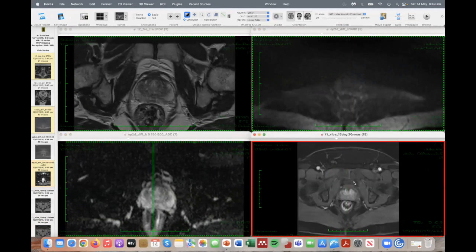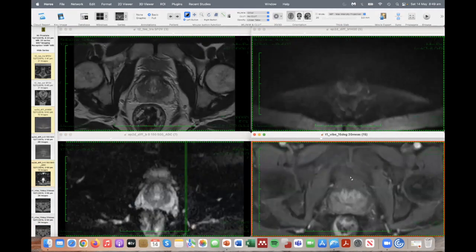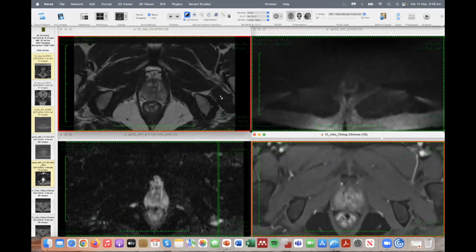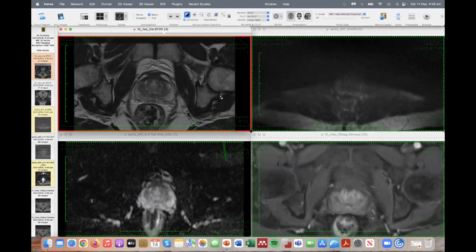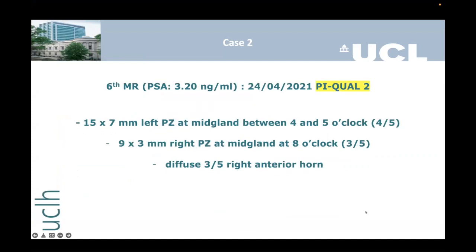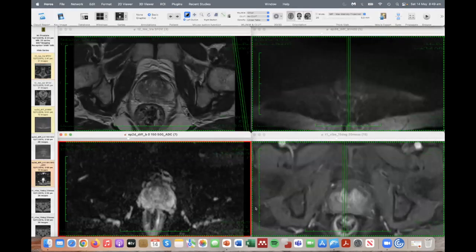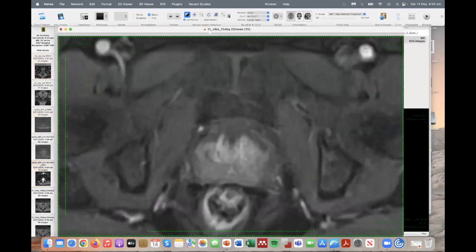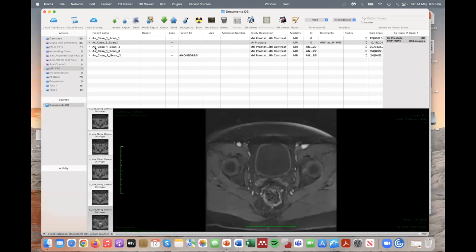You can also see diffuse enhancement here, but again, no focal lesions. So this scan was called as diffuse changes, but no focal lesions. So it was called the PRECISE 3 compared to the previous one. Then we have the latest scan from April 2021 with the PSA stable. Now we will have a look at the quality of the second MR. So PSA stable, and he had another MR according to our protocol.